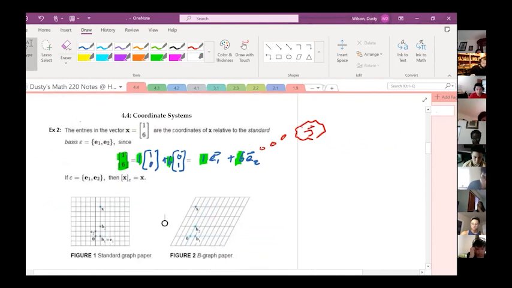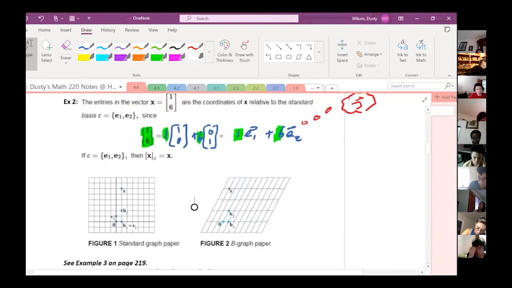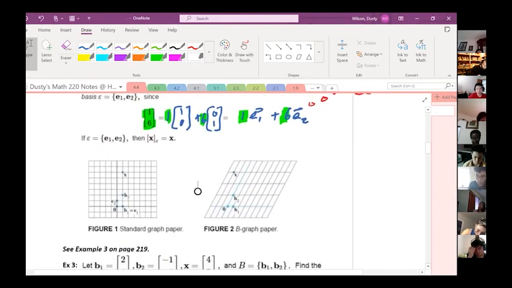All right, and so we could graph these things with respect to their various grids. If we wanted to graph the 1, 6 relative to the standard basis E1 and E2, we're going to go over 1 in the x direction and up 6 in the y direction, or in the E2 direction, and we have that point x.